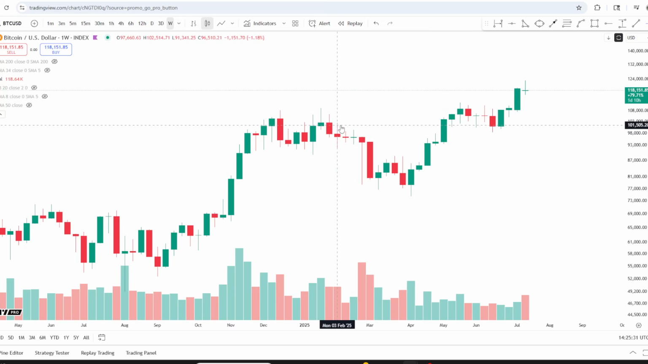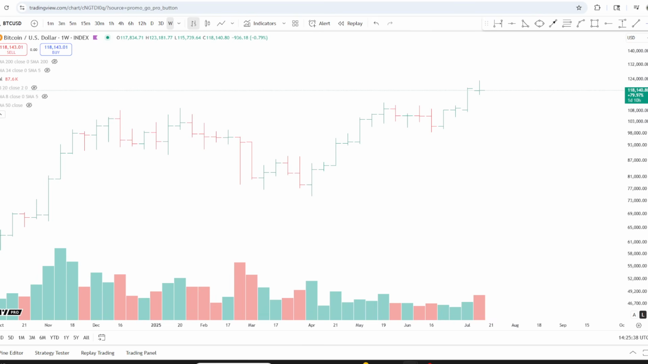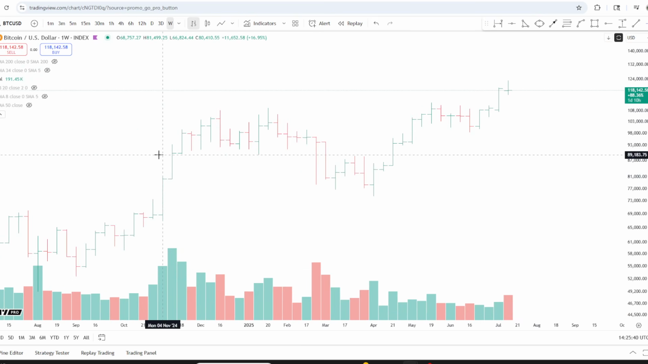For today's lesson, we're going to talk about bar charts. What is a bar chart? You see here in TradingView, this little symbol pulls this up. What is this? Who would use this? Why would they use this?